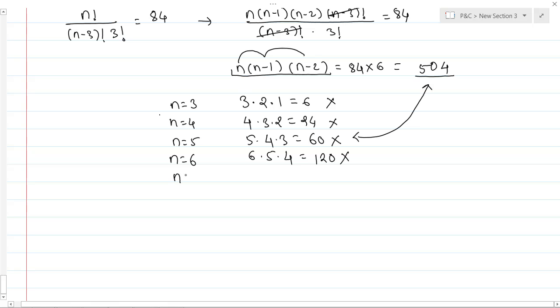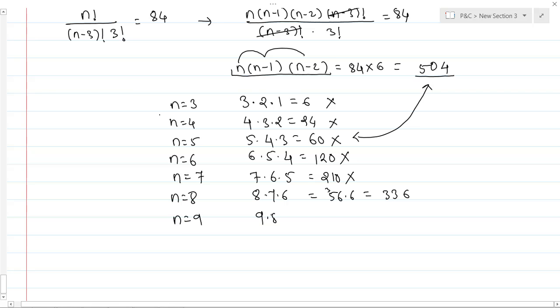So if I take n is equals to 7, what I will get? It is 7 into 6 into 5, so 30 into 7 is 210. This is also not coming. So take n is equals to 8. So you will be having 8 into 7 into 6, which is 56 into 6, which is 336, which is also not correct. What we want is 504. So let's take n is equals to 9.